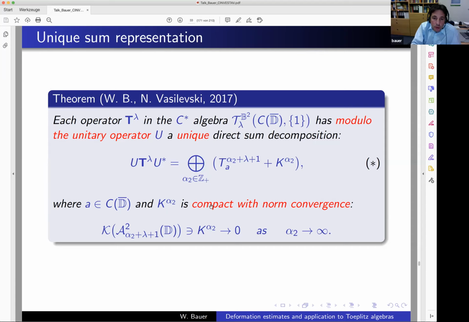And these compact operators converge to 0 in norm if alpha 2 goes to infinity. And the observation is that any operator in this C-star algebra has a unique decomposition of this type. So we can assign some function, A, which is the symbol here, to any operator in this algebra. And the question is, if we start with an operator in this algebra, how can we find that function here? And that function should carry a lot of information about this operator.